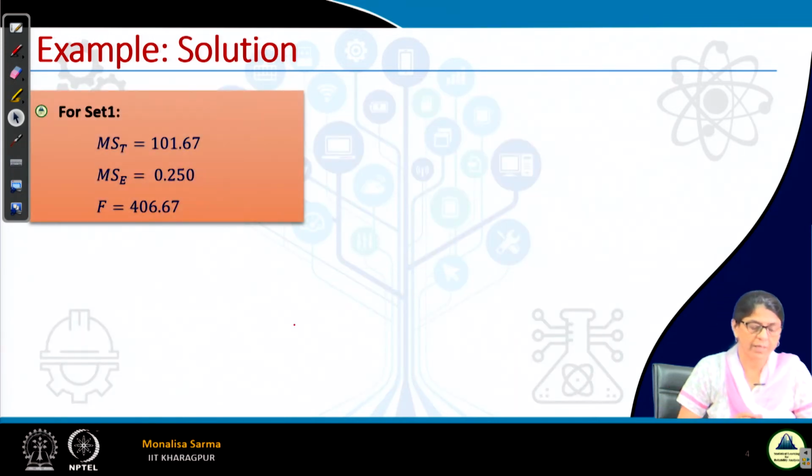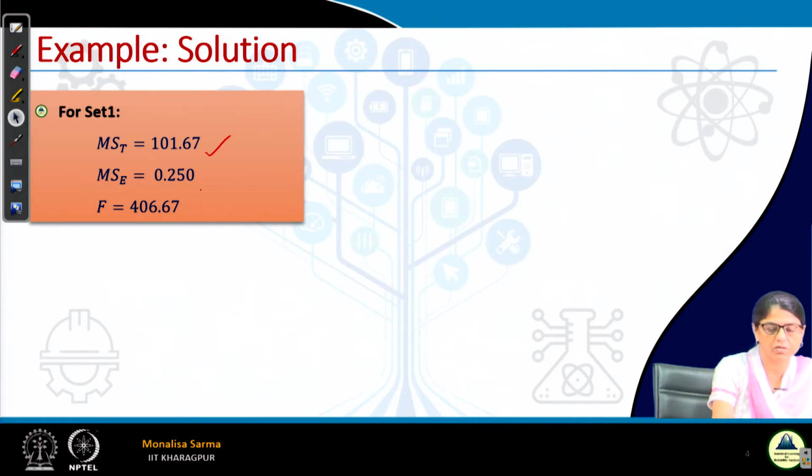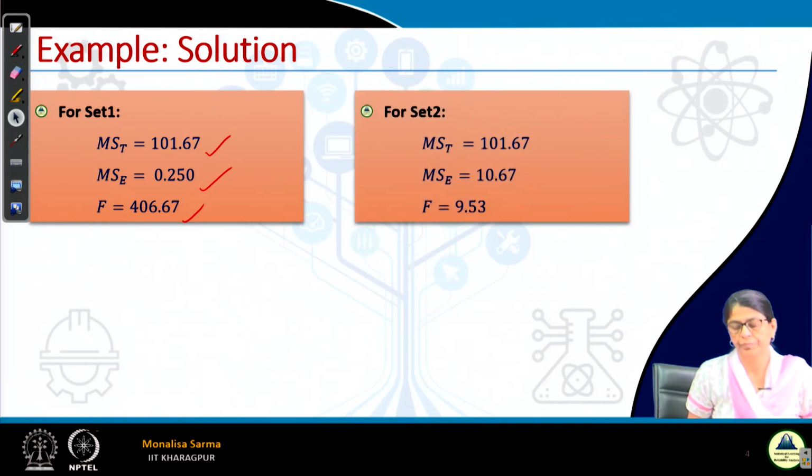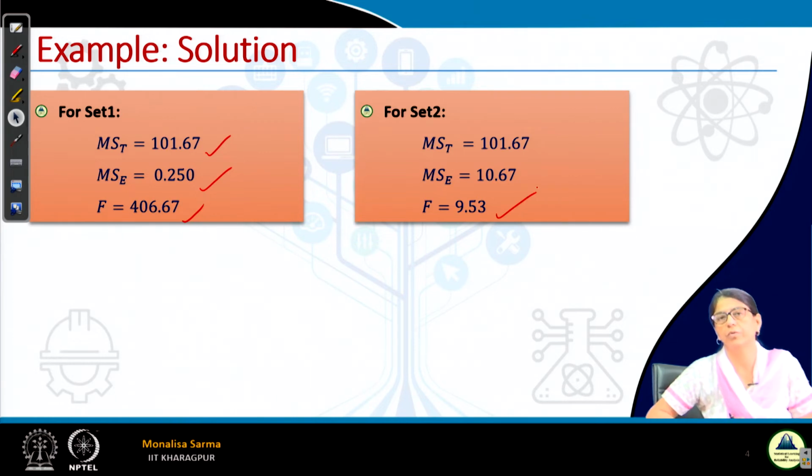So, by doing these calculations, we got MST equals this, MSE equals this, and we got the value of F as this. This is for set 1. Similarly, we will do it for set 2 also. For set 2 we got this value. The F value, you see, F equals 9.53. Now, directly from seeing the F value only, you can make out the difference.